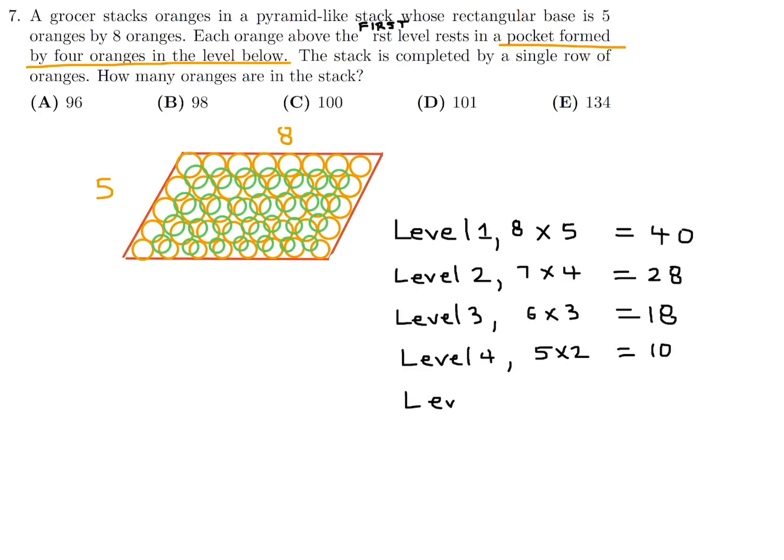And then level 5, it'll be 4 times 1. It'll be a single row. Just 4 oranges in a row, and that's 4. And that's exactly what they tell you. The stack is completed by a single row of oranges, and that's what this is, a single row of 4 oranges. And they want you to figure out what is the total. So you just add 40, 28, 18, 10, and 4, and you'll get 100. So number 7, the answer is C.